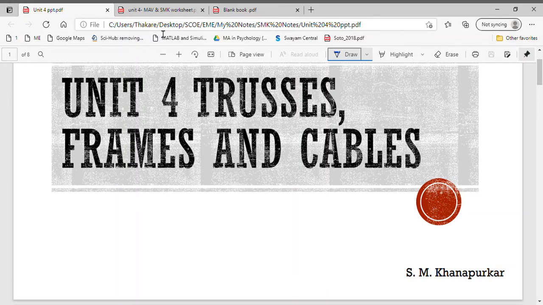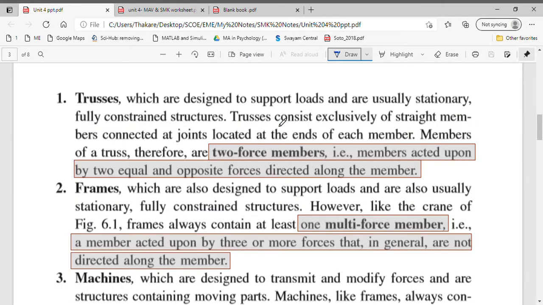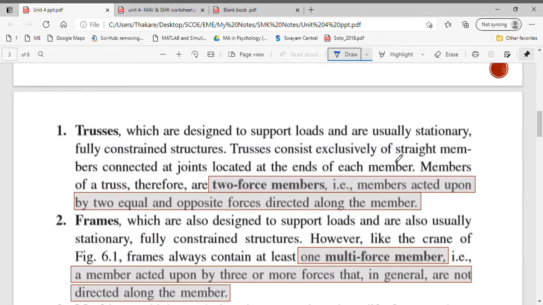Hello all, in this video we will be discussing basics about truss frames and cables. So let us start with trusses. A truss is nothing but a framework which is composed of straight members connected at joints, and these joints are located at the ends of each member.